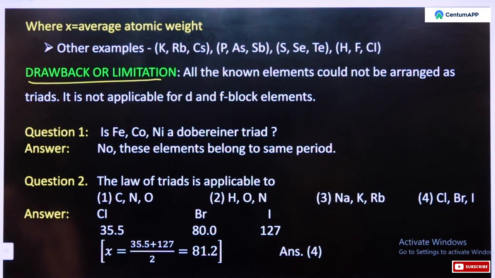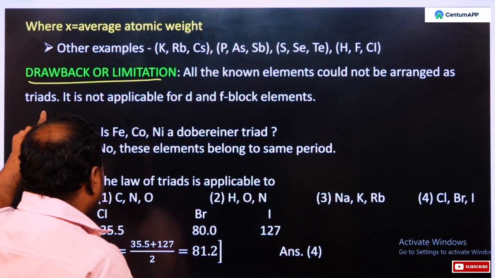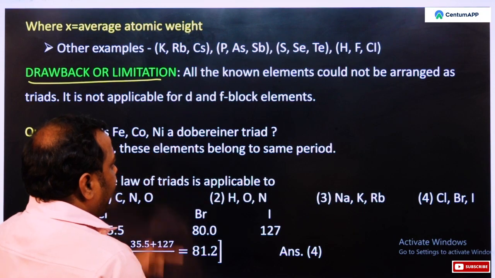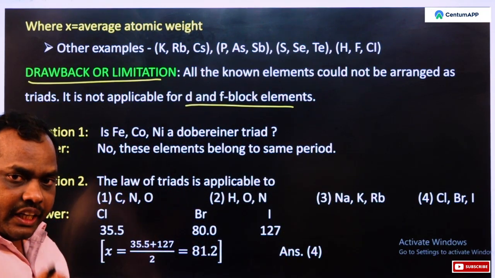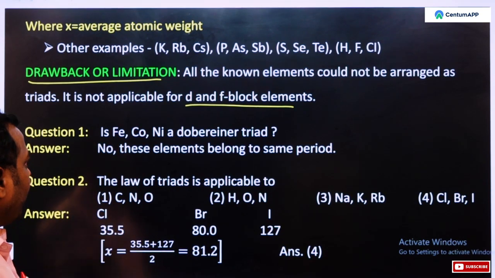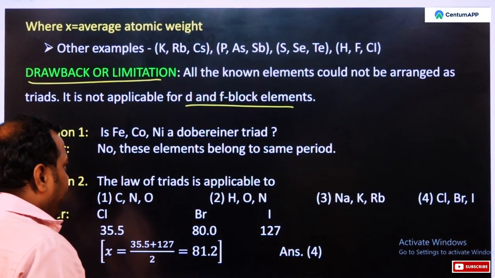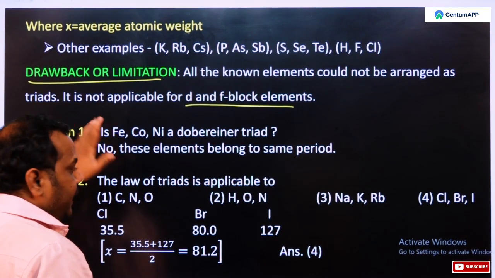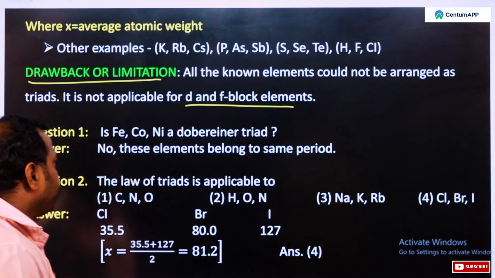Drawbacks or limitations of Dobereiner's triad: all the known elements could not be arranged as triads. It is not applicable for d and f block elements.